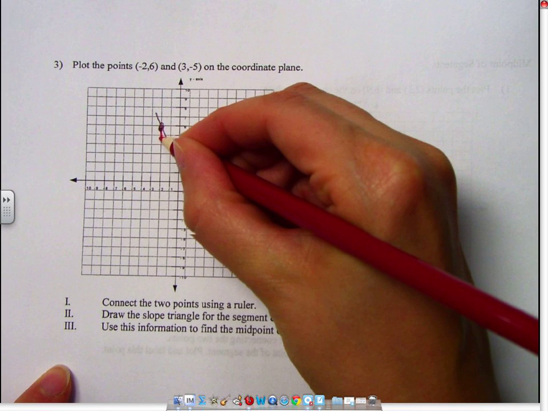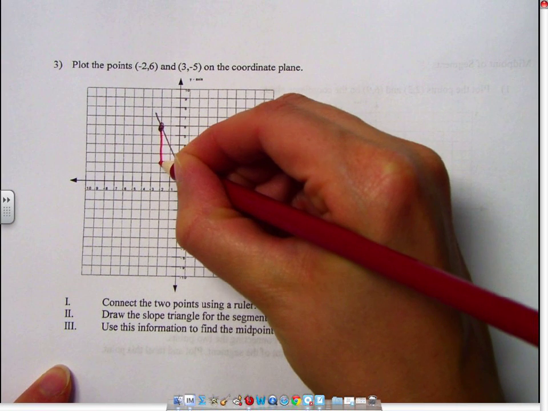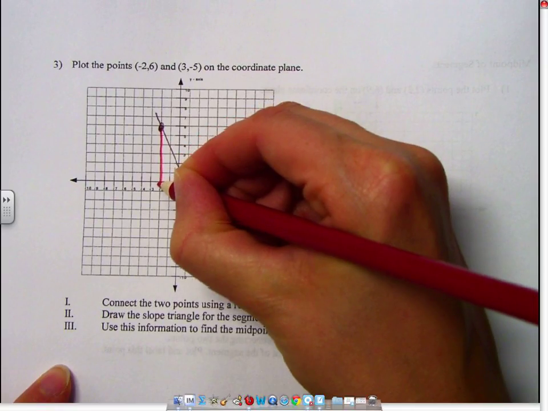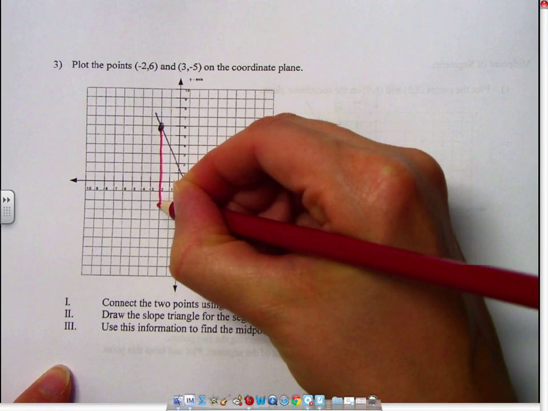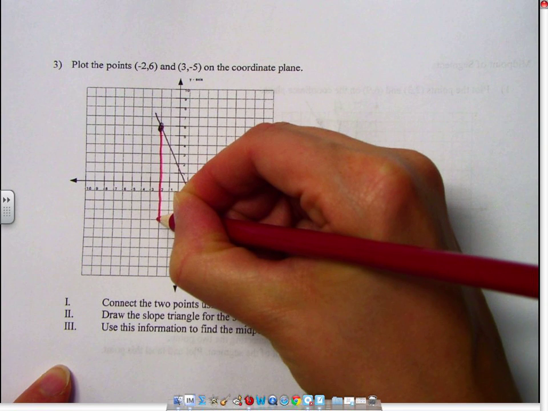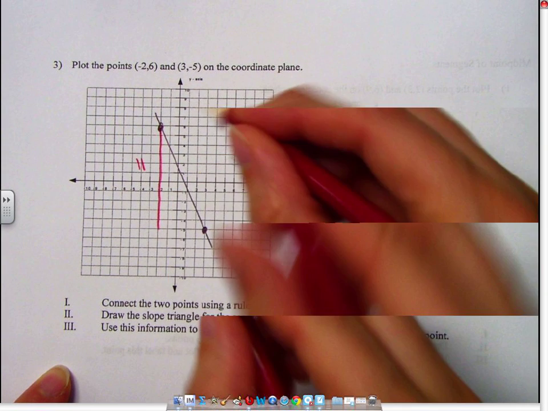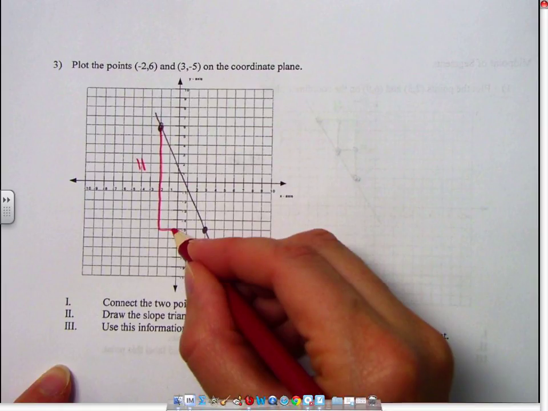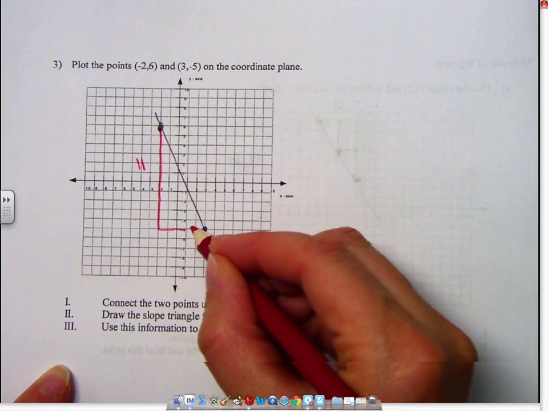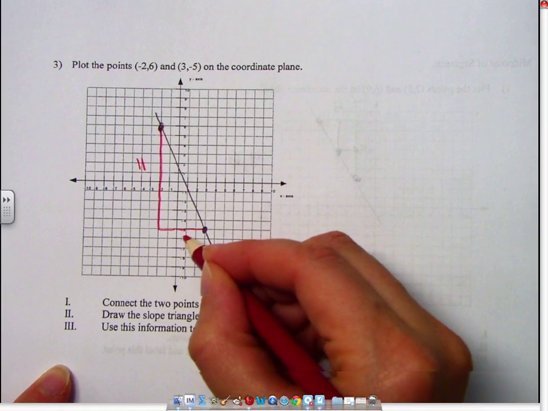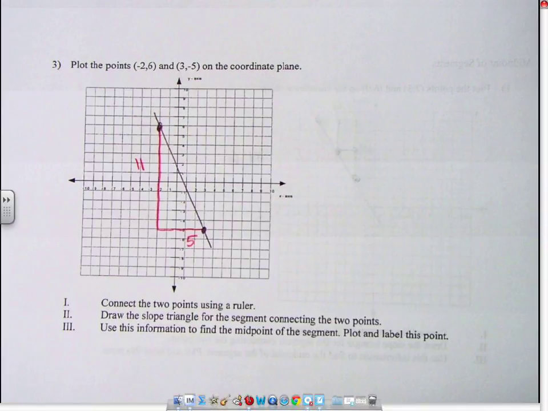I have to go down 1, 2, 3, 4, 5, 6, 7, 8, 9, 10, 11. And I've got to go over 1, 2, 3, 4, 5. Okay. Yes? Basically, are you just drawing the points together? Yeah, I'm drawing the points together, and then I am marking the slope. So how much did I have to go down? How much did I have to go over?